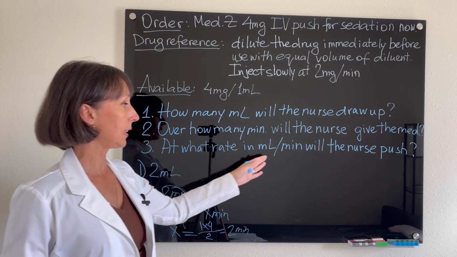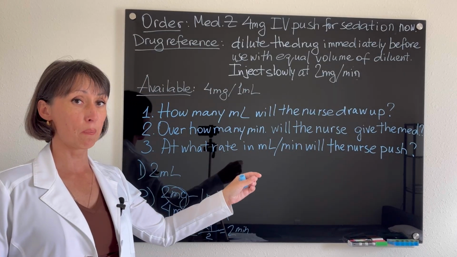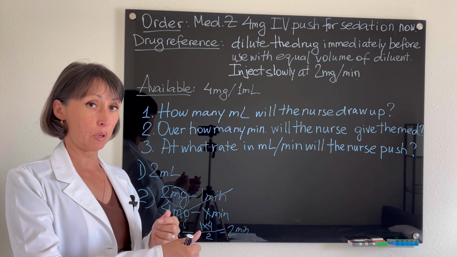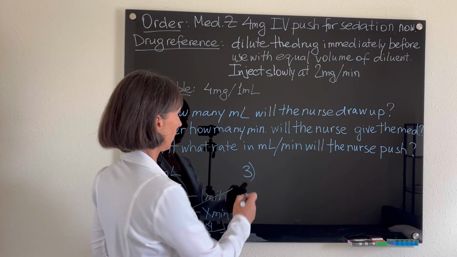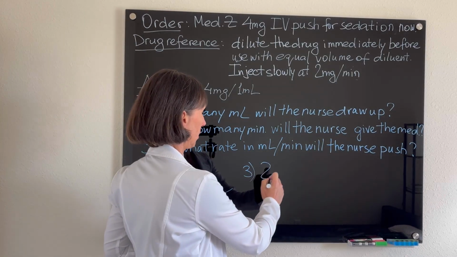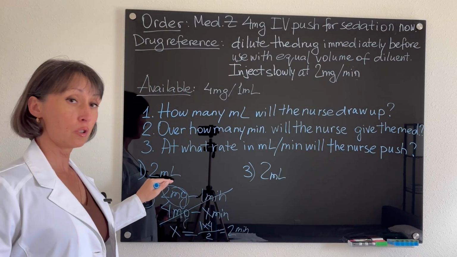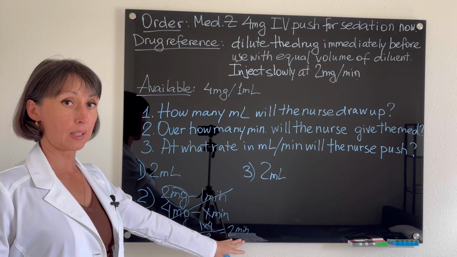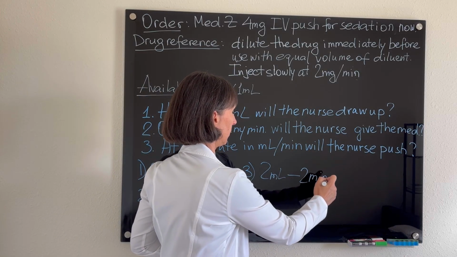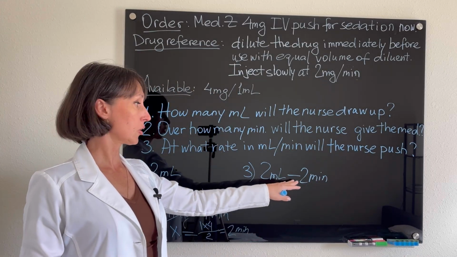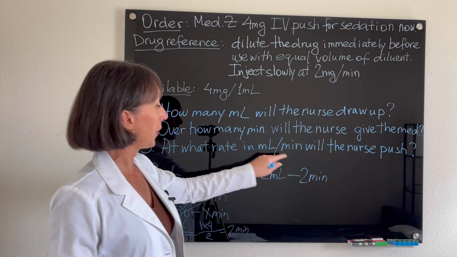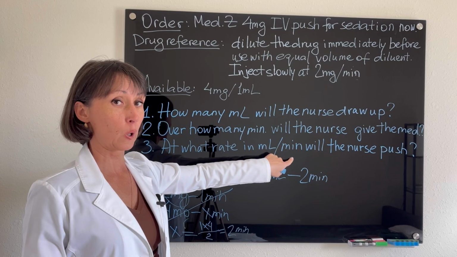At what rate are you going to push in milliliters per minute? So you have milliliters in your syringe, and how fast are you going to be pushing that? How many milliliters do we have total? 2 milliliters. These 2 milliliters are going over how many minutes? We just found 2 minutes. So I'm writing 2 milliliters is going over 2 minutes. Now I am wondering, what is it in milliliters per minute?